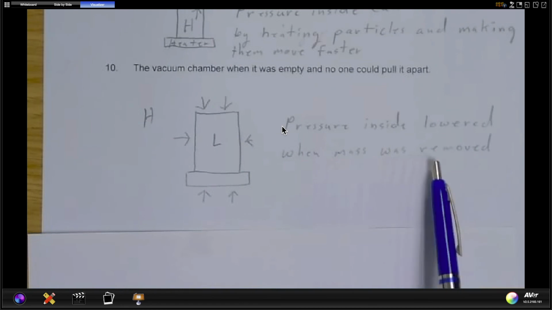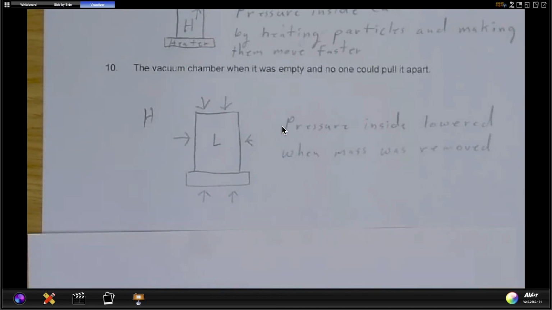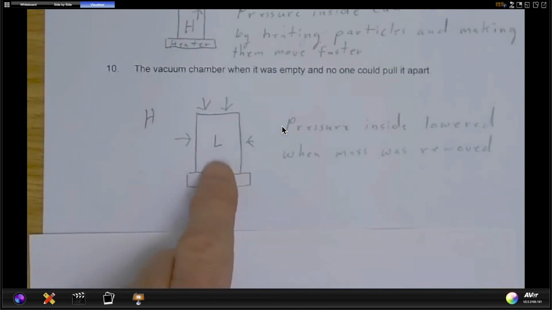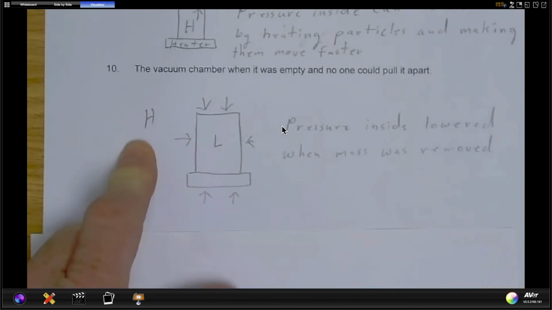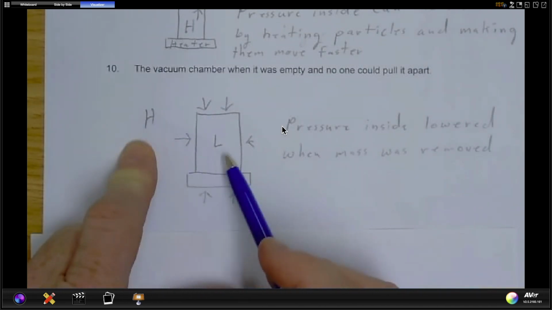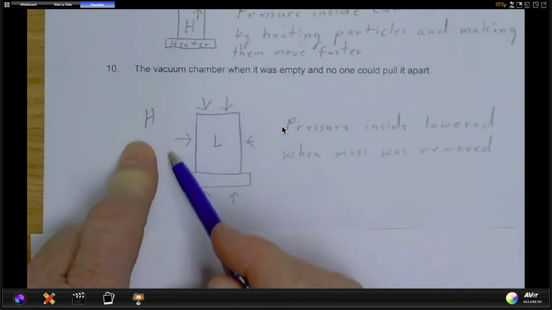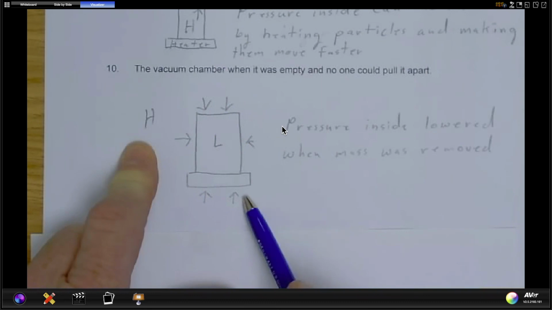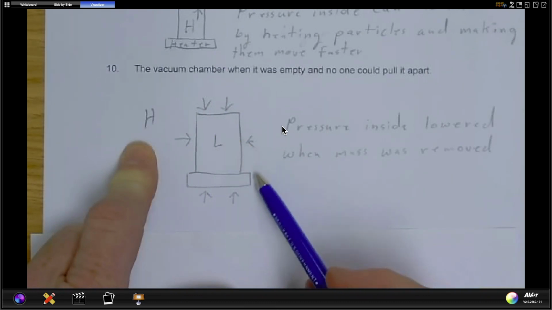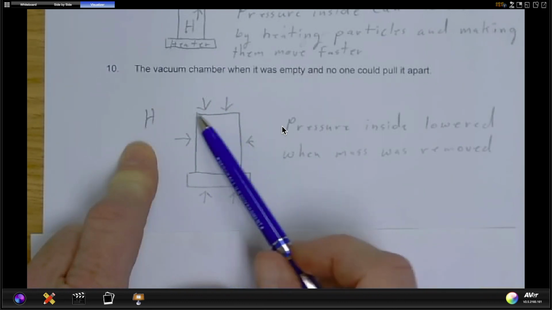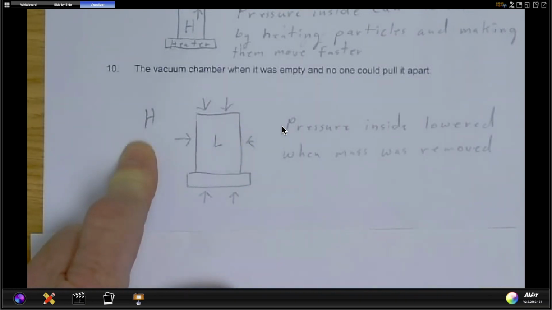By taking mass out of the container, which is what the vacuum pump does, we ended up with really low pressure inside the container, and the high pressure in the room. The cardinal rule of air pressure: it wants to get to that low pressure. And it was pushing on all sides of the container trying to get in there. And when the people in class were trying to pull this apart, they were trying to overpower the air pressure in the room, which they had no chance of doing.